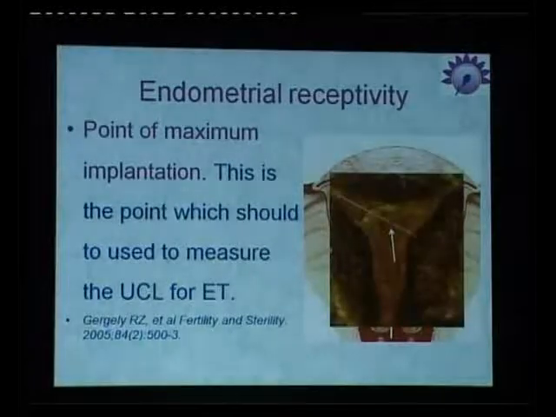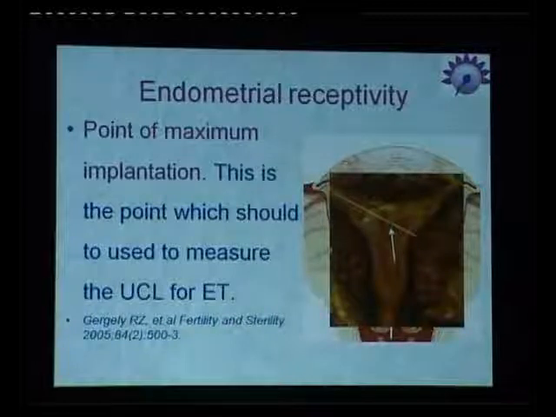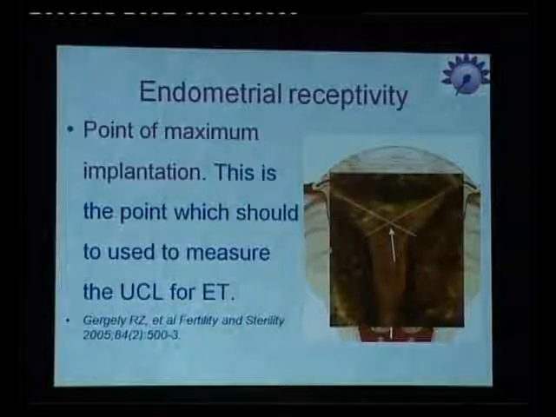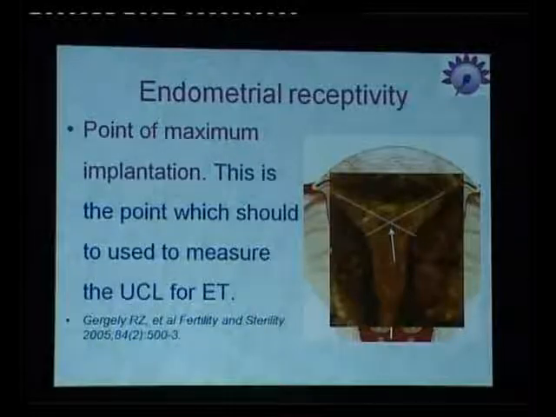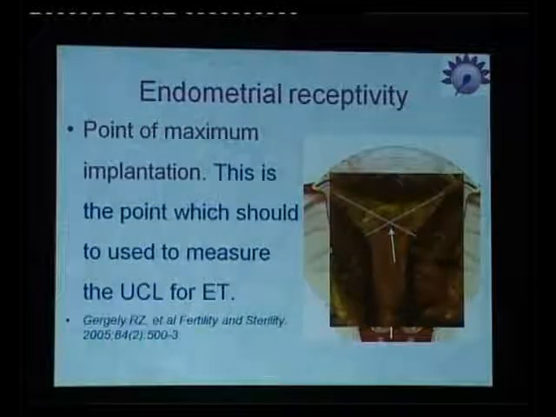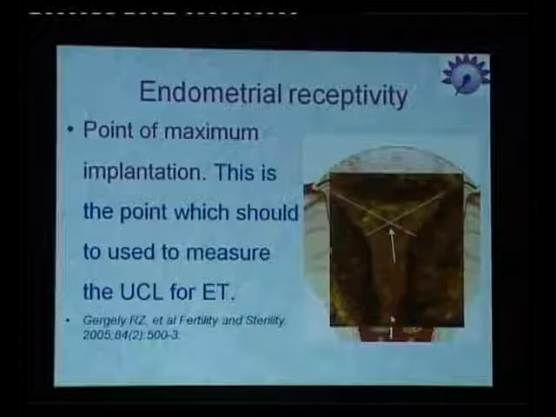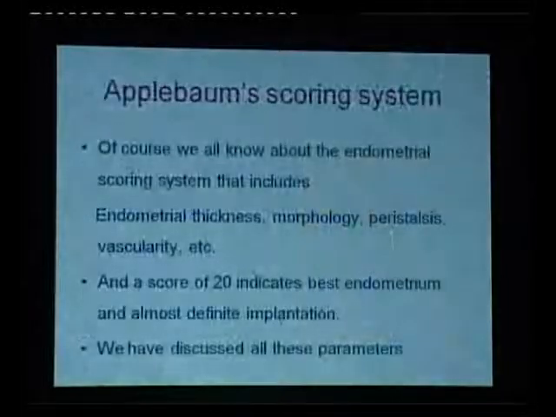Of course, you can also add to this the assessment of the maximum implantation point, and this is the study which says that if you have a coronal section of the uterus, you draw one line parallel to each corner, and where those lines intersect is the point of maximum implantation potential. You measure the distance of this point from the external os, and whenever you are doing your ETs, that is the length of the cannula or the catheter that should be introduced beyond the external os.